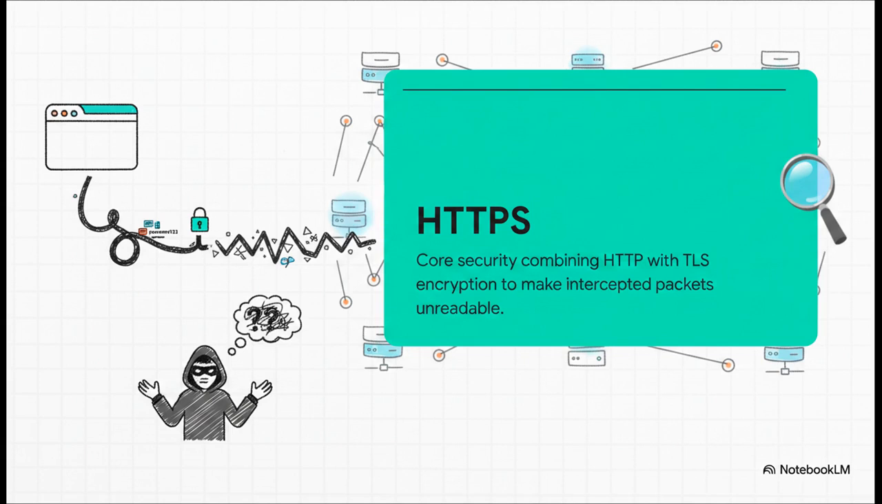You know, transporting data in plain, unencrypted HTTP is incredibly dangerous nowadays. Hackers can easily intercept those packets and just read passwords, session cookies, credit card numbers, all in plain text. So HTTPS is the absolute core of modern website security. It essentially takes standard HTTP and slaps on a robust layer of TLS encryption. With this active, even if a malicious actor intercepts your data packet, it just looks like complete gibberish to them. They literally cannot read the contents.